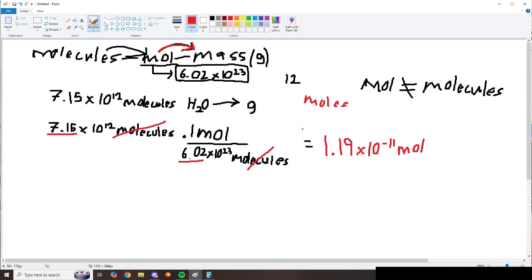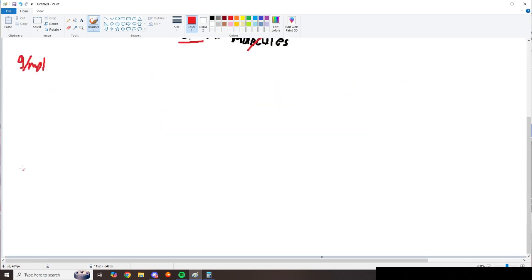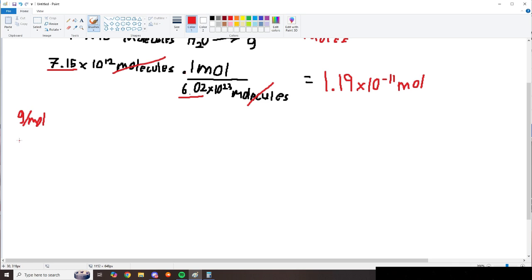And now you may be wondering, how are we going to get to mass? We don't know how many moles are in a gram of water. But we do. There's a little thing called the molar mass, which is a substance's grams per mole. And what we're going to do right now is we're going to calculate the molar mass of water. So, let's scroll down a little bit. This is pretty easy actually, because it's on the periodic table.